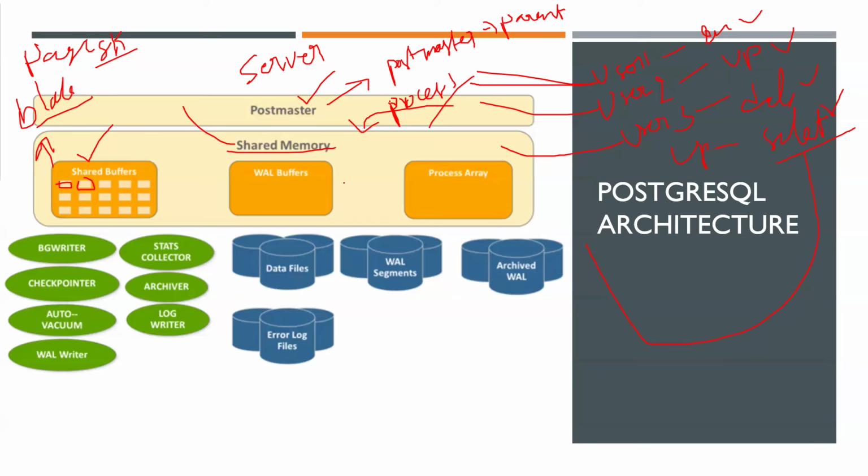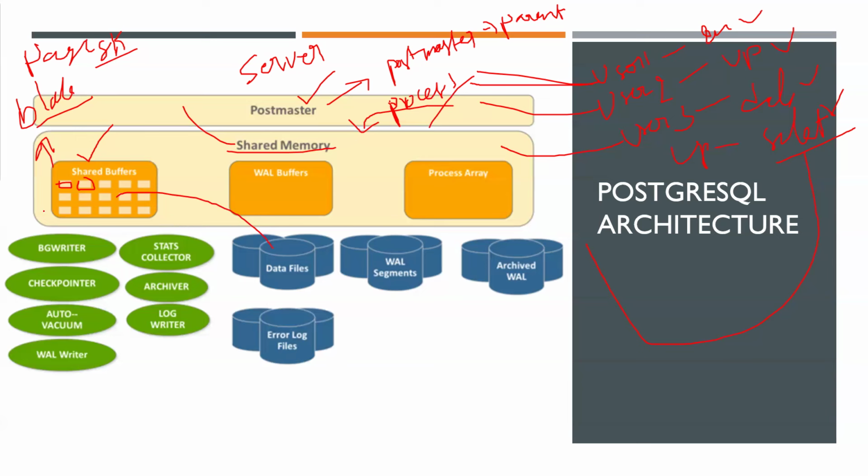Now, when you are reading the data, first it will go to the shared buffers. It will verify if any data is available here. Currently, there is no data. Now, what will it do? It will go to the physical file, get the data, place one copy here, and send the data to the requester.